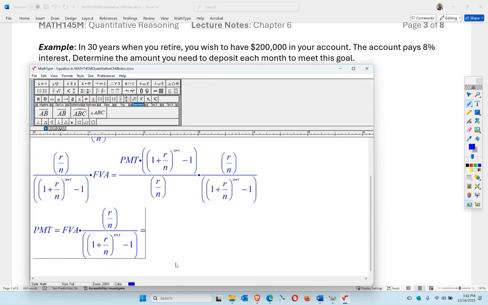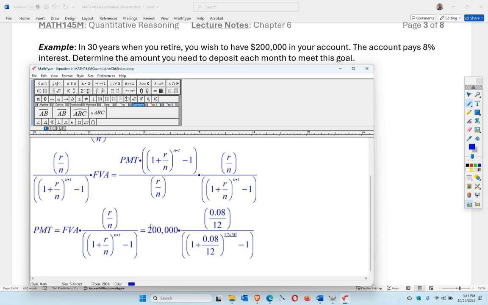Okay, so let's read our problem now. We'll scroll down. So you want $200,000 in your account. That is your future value, the future value annuity. So in 30 years you'll have that. I'm going to take this, copy, paste. The rate we're going to be paid is 8%. It says monthly, so that's 12. A lot of the IRAs will be monthly. That's not necessarily the case, but we're going to go with that. So the number of compounds is 12, and we're going to go 30 years.